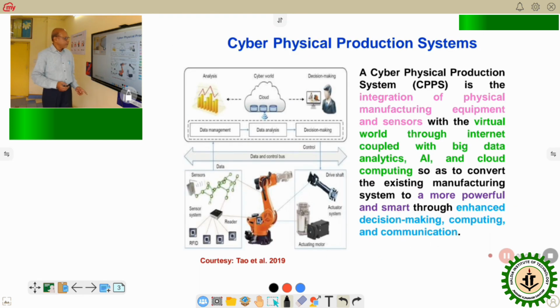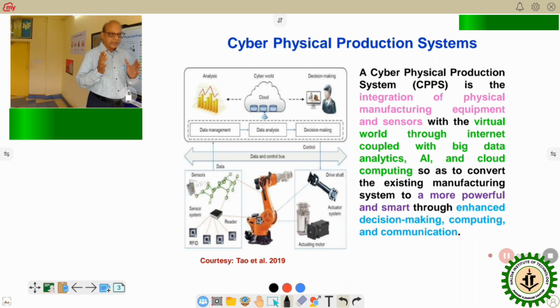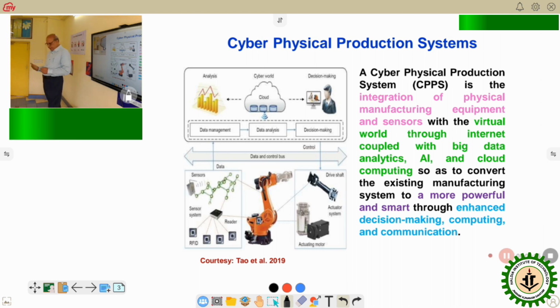So once again, just for the purpose of recapitulation, let us have a look at how the cyber physical production system looks. Categorically or very fundamentally, it is the integration of the physical shop floor, the physical systems, with the cyber world for communication, computation and control through enhanced decision making. In the lower half, there is a symbolic representation of the physical shop floor where one physical item in the form of an articulated robot is considered.